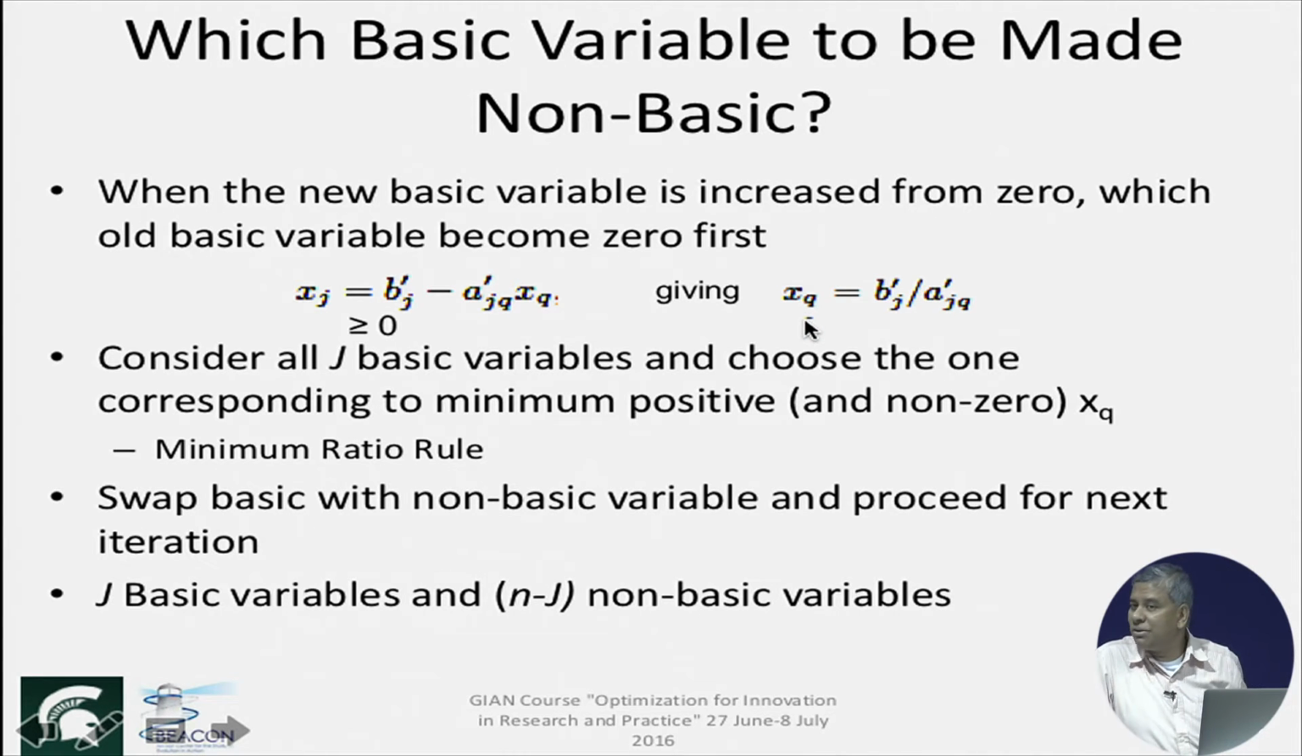So which is the one that we should take? We will take the minimum of all these values for every basic variable, because that variable will become negative first, and we don't want any of the variables to become negative. So we take the minimum of these, and that tells me which of the basic variables becomes zero first. So that becomes the basic variable to be exchanged with the non-basic one, right?